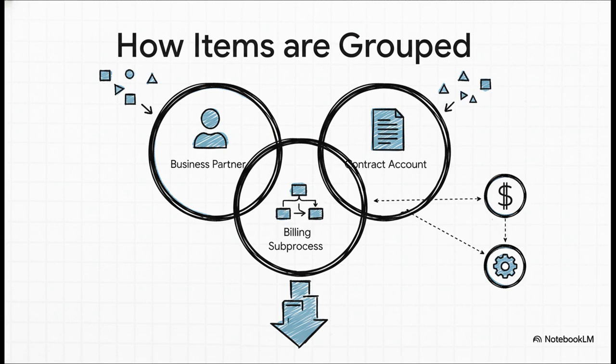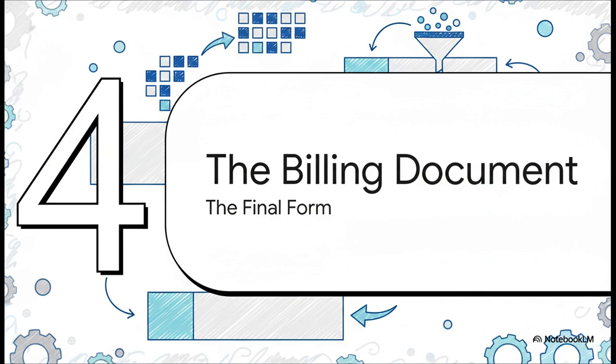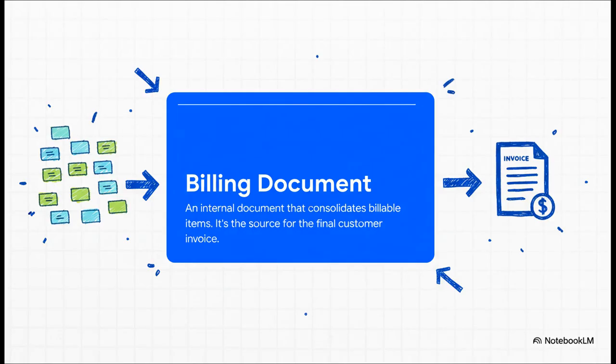All right, this is the moment we've been building towards. Our items have been picked, they've been sorted into neat little groups. Now it's time for them to become a billing document. Okay, let's pause here for a super important point. The billing document is not the invoice. I repeat, it's not the invoice that your customer sees. Think of it as an internal pre-invoice. It's the final, consolidated record of all charges inside SAP. This is absolutely critical because it's the last chance to check everything, make adjustments, and get approvals before an actual customer-facing invoice is ever created.